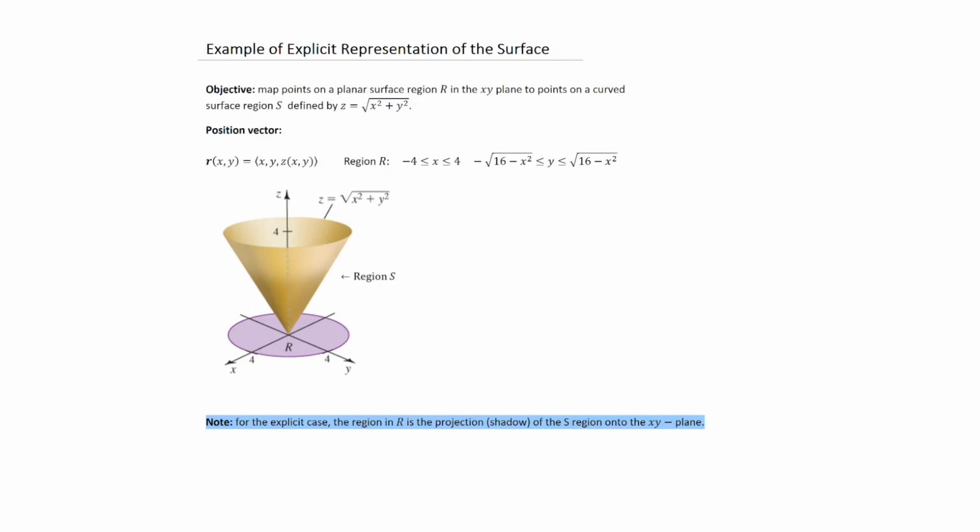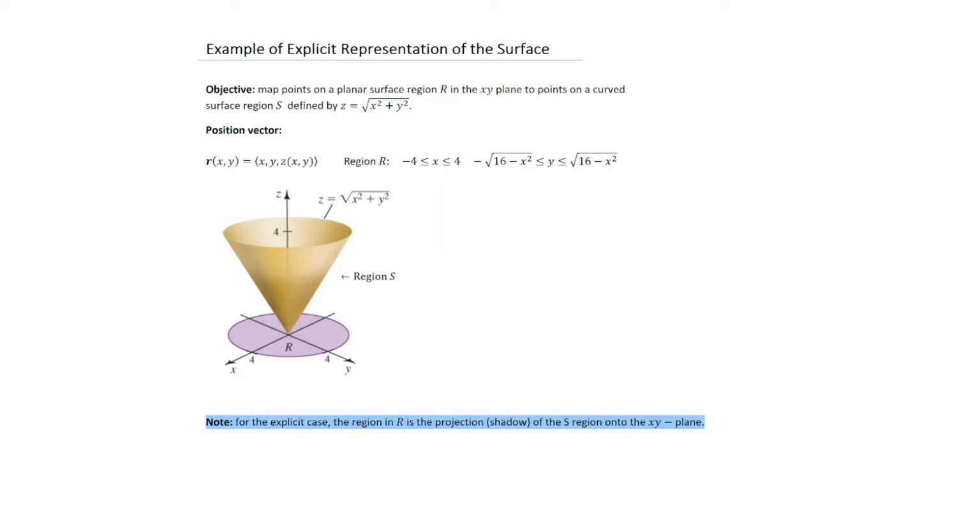All right, so here's an example of explicit representation of the surface. We're generally using the same surface as we did for the case of parameterization of a surface. And the objective is to map points on a planar surface region R in the XY plane to points on a curved surface region S. And in this case, it's defined by z equals square root of x squared plus y squared, which is more or less the equation of a cone in 3D.